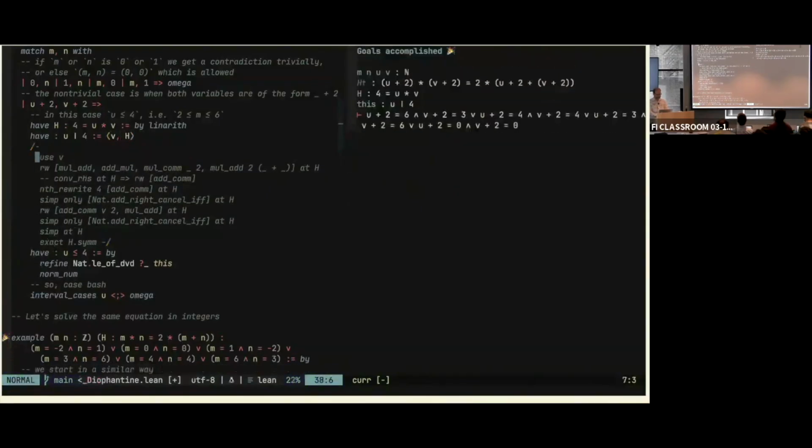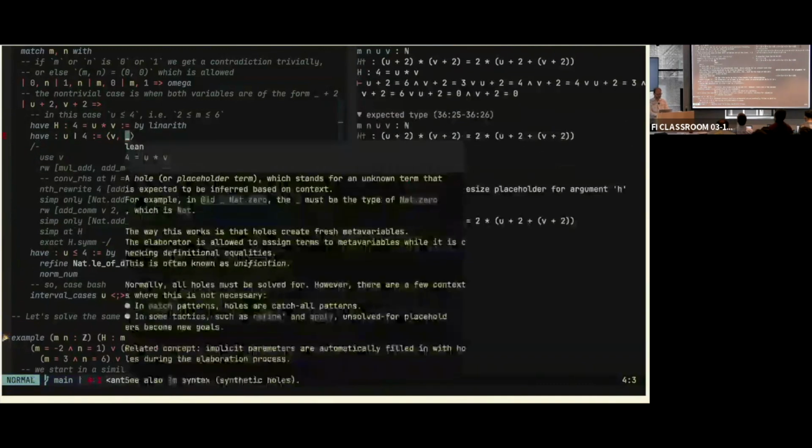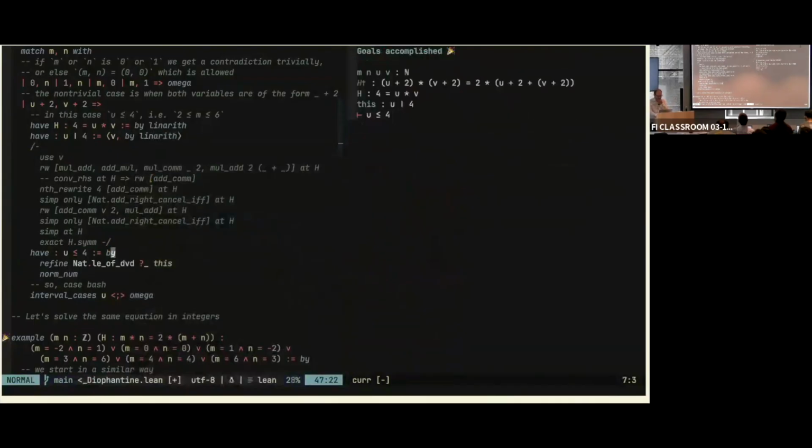Okay. Probably don't need H line by linear. Yeah, but we had H already, so. Okay.